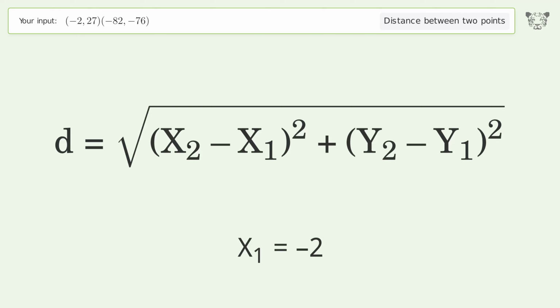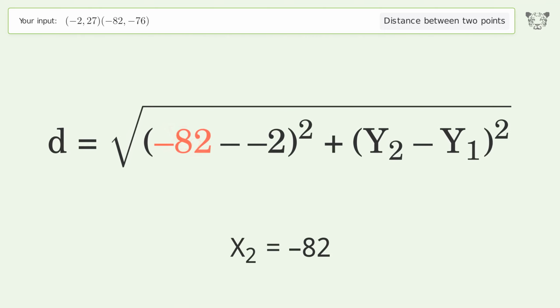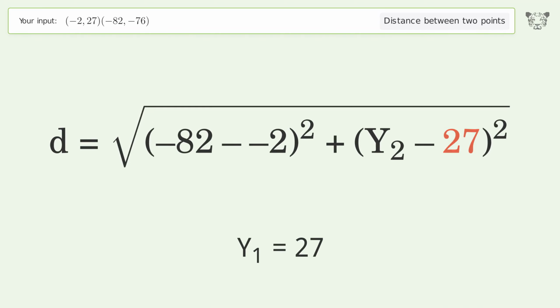x1 equals -2. x2 equals -82. y1 equals 27. y2 equals -76.